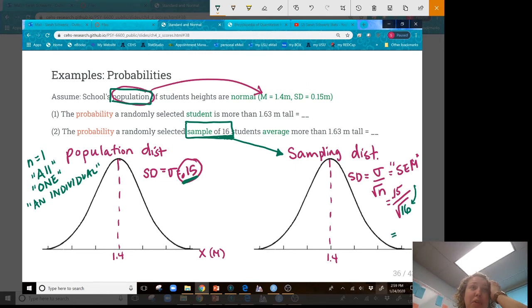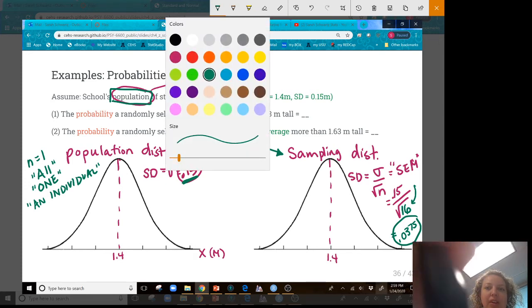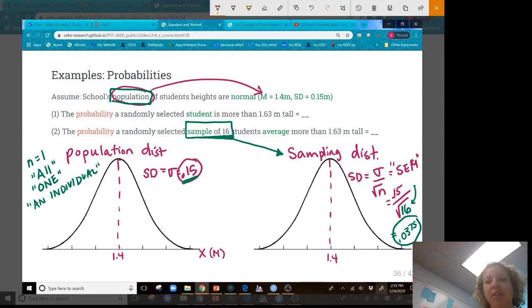Now, this is a nice number. Square root of 16 is 4, so I do 0.15 divided by 4. Clear it? 0.15 divided by 4 is 0.0375. So that's the spread of the sampling distribution. Okay, so the number we're comparing in both of these is 1.63.